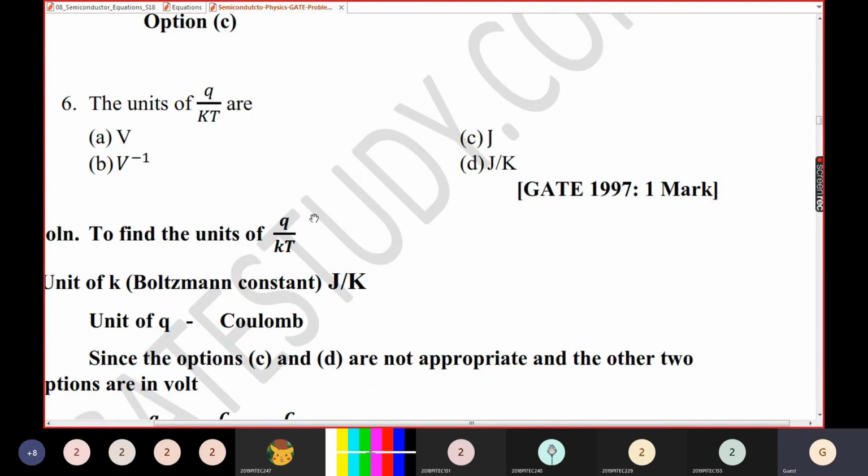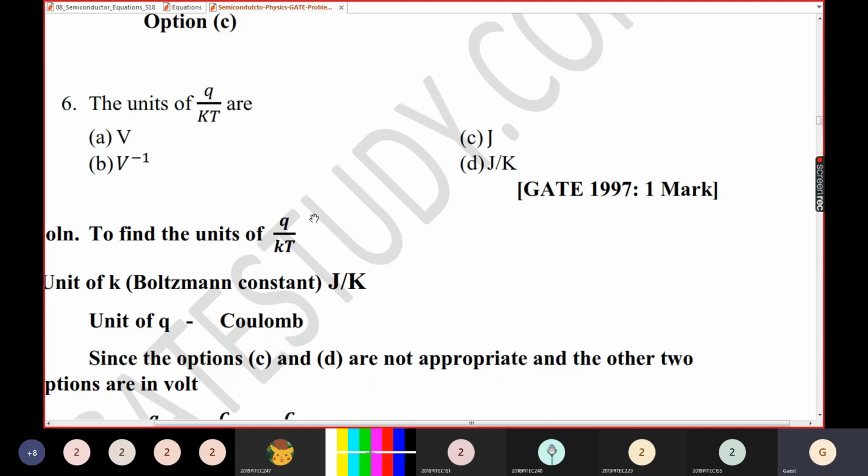What is the unit of Q by Kt? You have to combine two different units here. First, you should know what the unit of K is. This is a very important question, because I think I have not told you about this one. I have only told you about the formula and how to apply it.